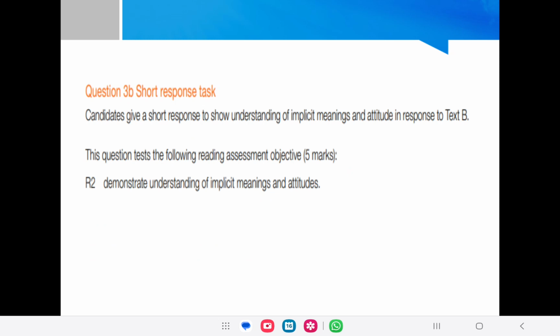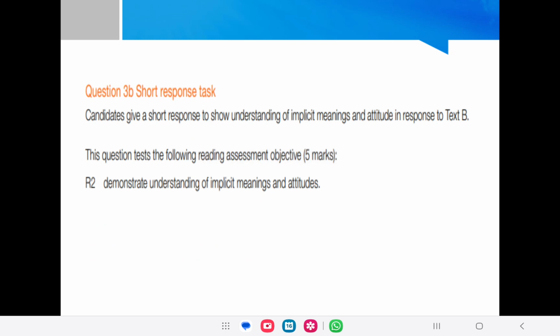We have seen that question 3A demands the demonstration of explicit ideas. Explicit is something that is clearly written there. Whereas 3B requires the understanding of implicit meaning. So students have to read and then infer the meanings themselves, and write their answer on the basis of what they have understood, something written between the lines, something hidden in words. They need to understand it themselves and then come up with their answer.